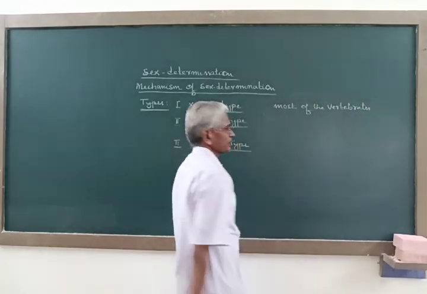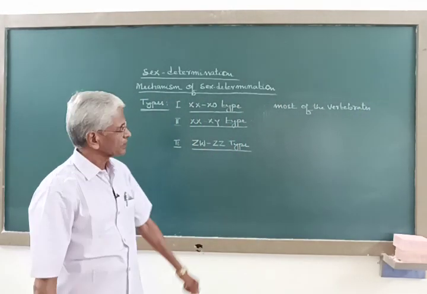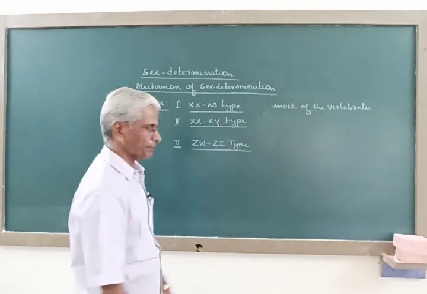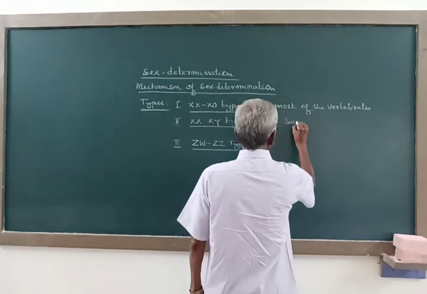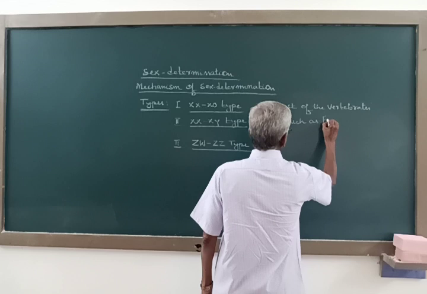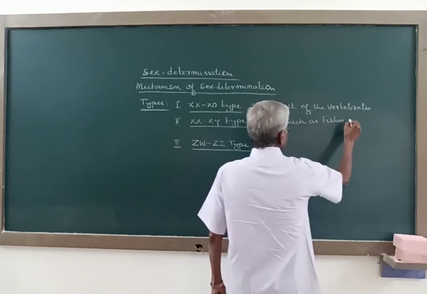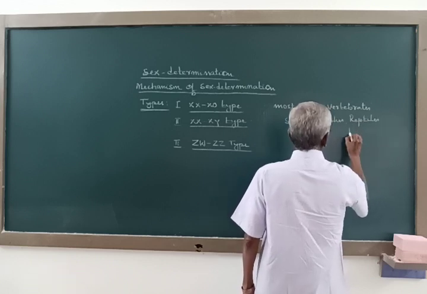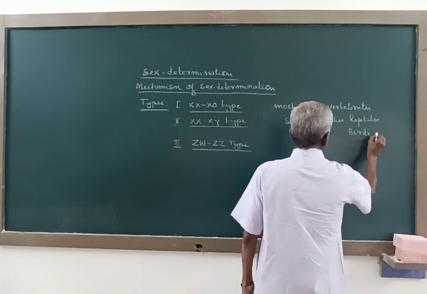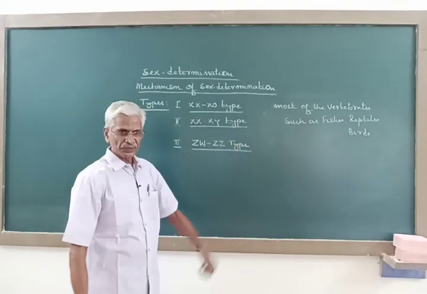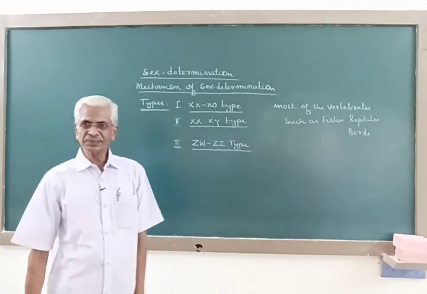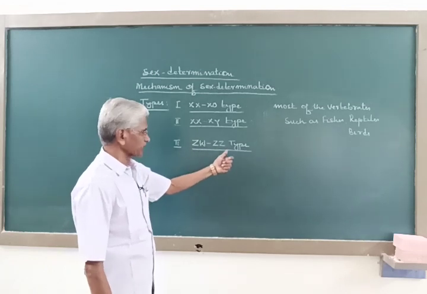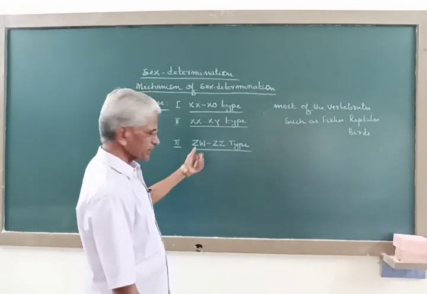This type of sex determining mechanism is operational in most of the vertebrates, such as fishes, reptiles, and birds. In these vertebrates, the sex determining mechanism is ZW-ZZ type.